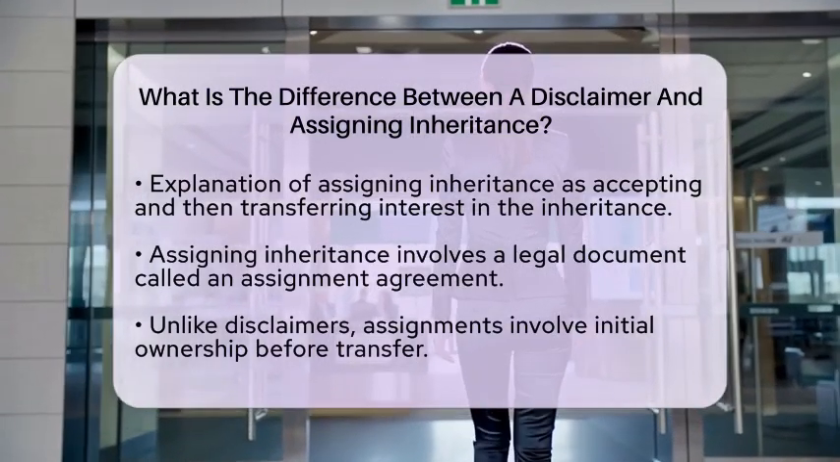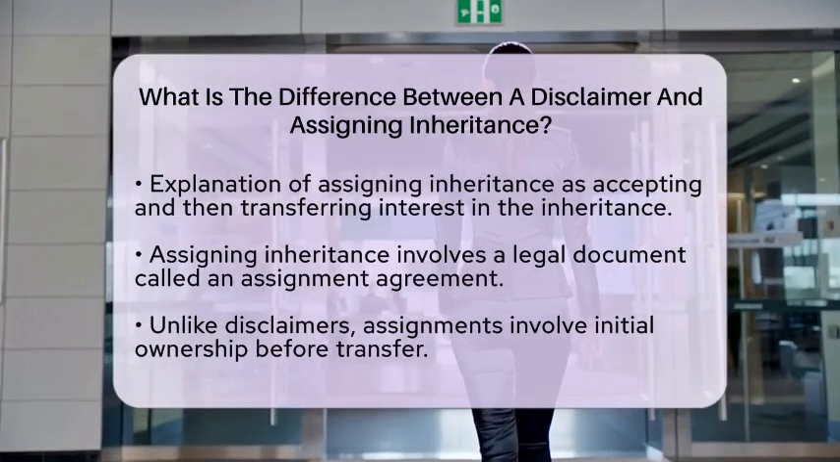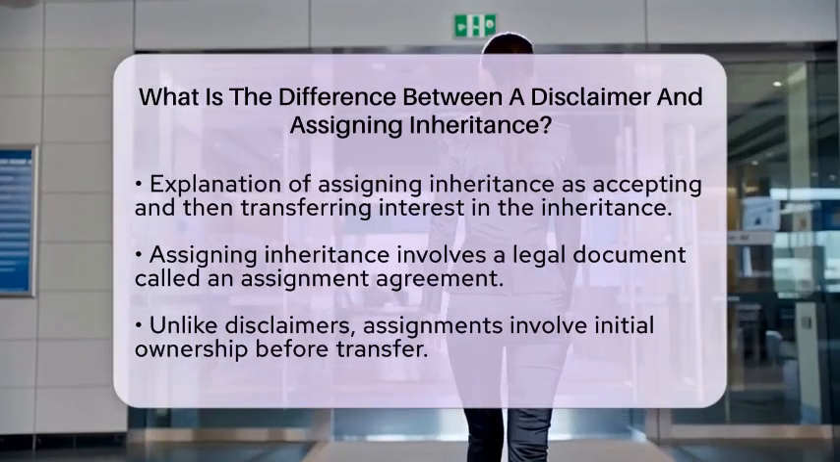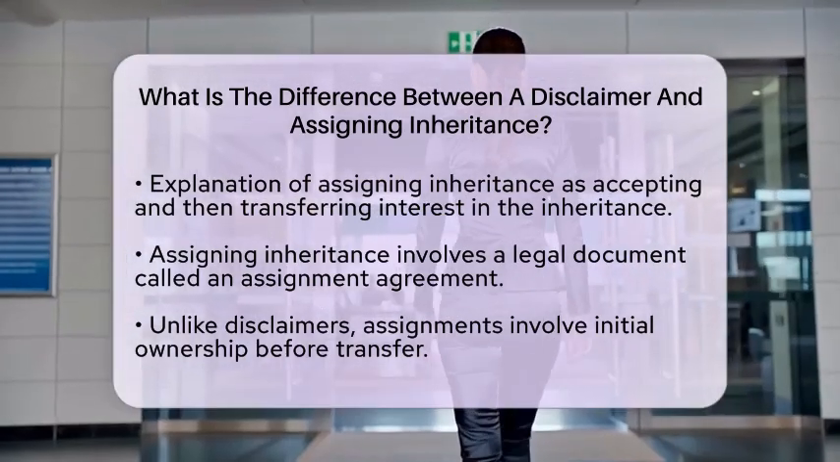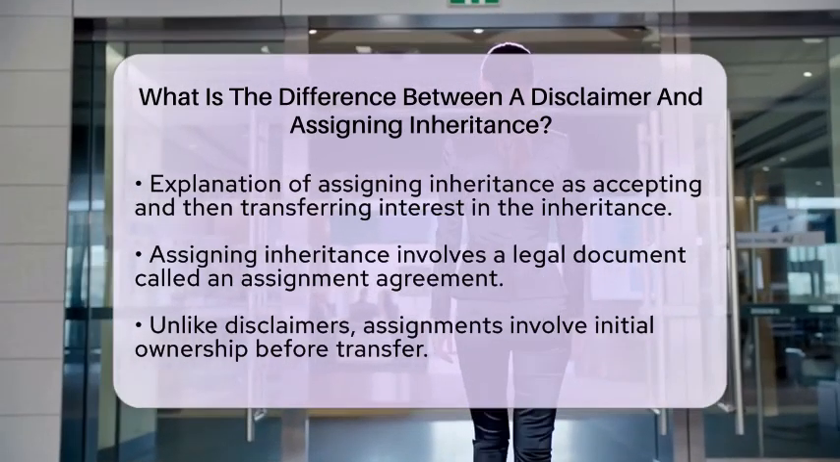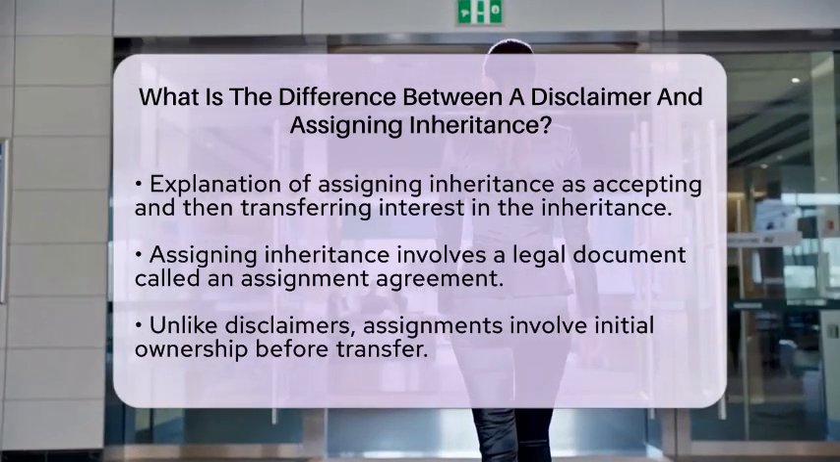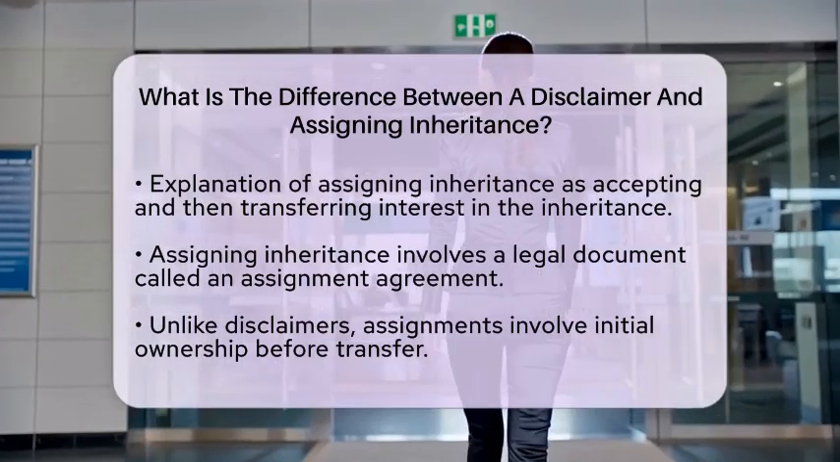When you assign inheritance, you first accept your inheritance and then choose to transfer your interest in that inheritance to someone else. This is done through a legal document, often called an assignment agreement. Unlike disclaiming, assigning means you initially take ownership of the asset before transferring it. You may receive compensation for this transfer, or you might give it as a gift.